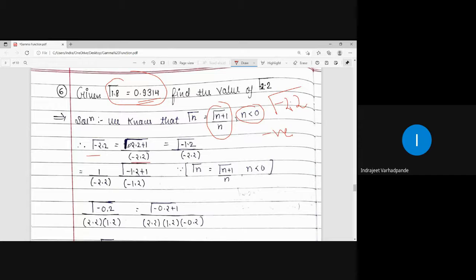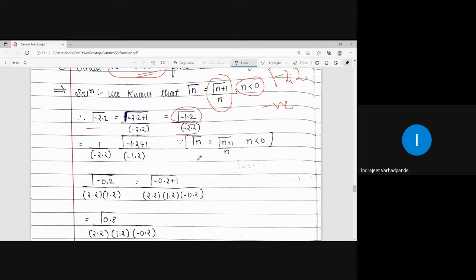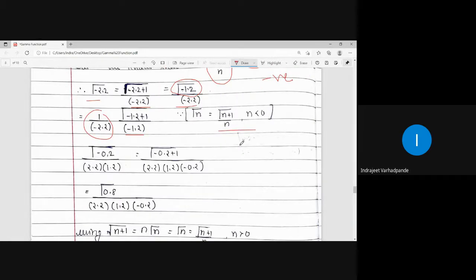So it is minus 2.2 plus 1, which will give you gamma of minus 1.2, gamma minus 1.2 upon minus 2.2. So that will be equal to, again, negative number, so minus 1 upon 2.2 as it is. Whenever n is less than 0, gamma n is gamma n plus 1 upon n. So minus 1.2 plus 1 upon n. Again you are using the same. Minus 1.2 plus 1 is giving you minus 0.2. Right? So I have written minus 0.2 upon this product.